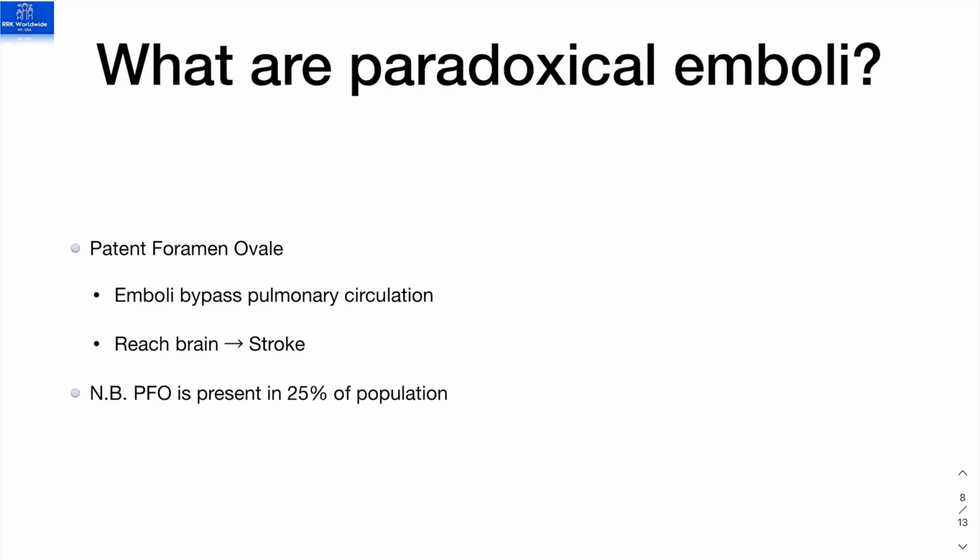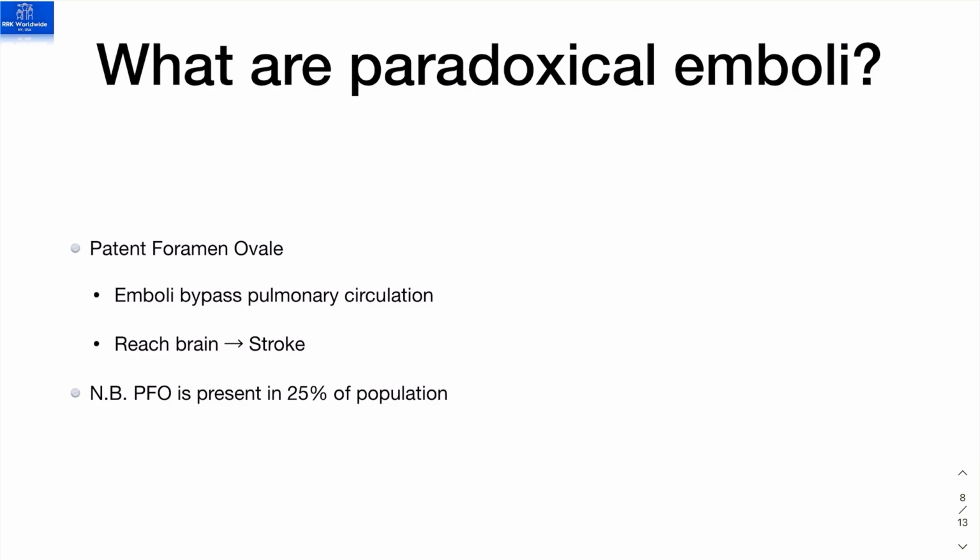So, moving on to paradoxical emboli. Let me test you, okay? I'll give you a clinical scenario where a patient was on a long flight, and then he presented to the ER with focal neurological deficits. For example, they can't move their right arm, or something is wrong. They have urinary incontinence, something like that. So what happened? How is this even possible?